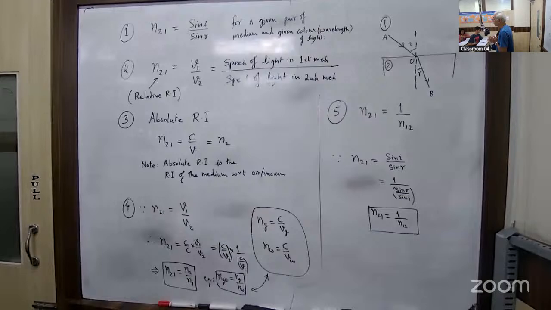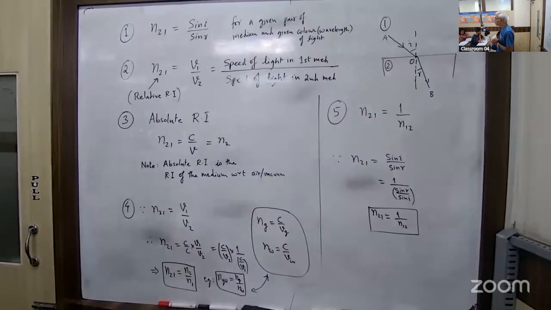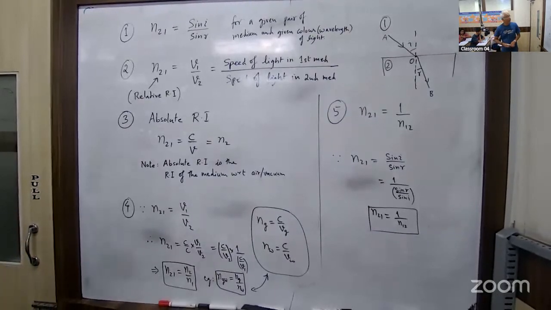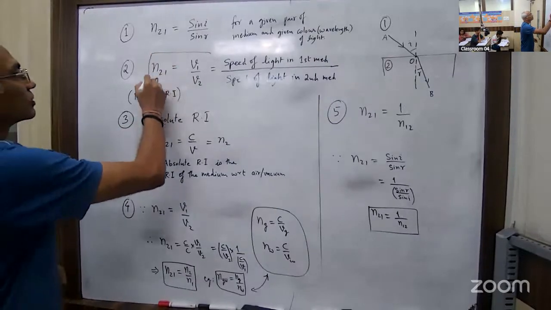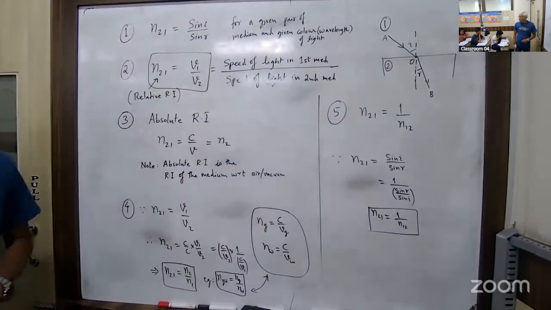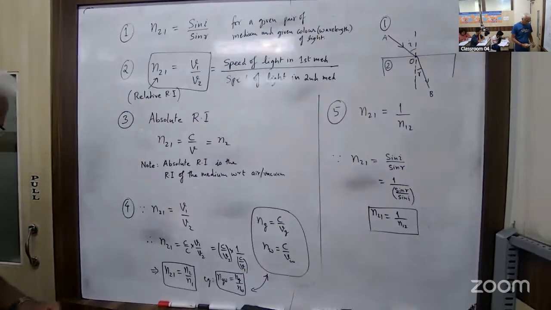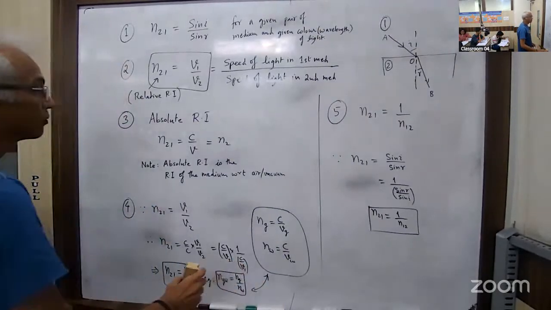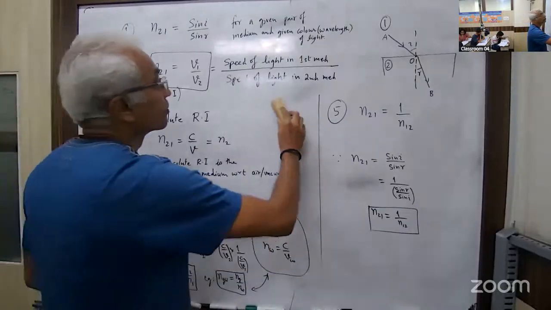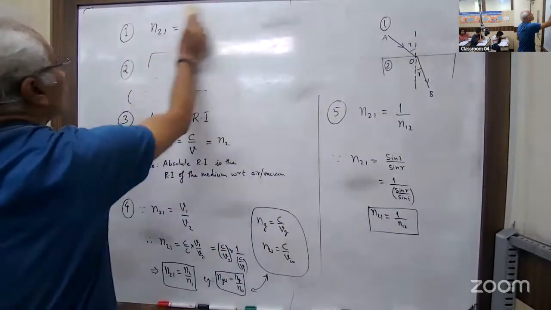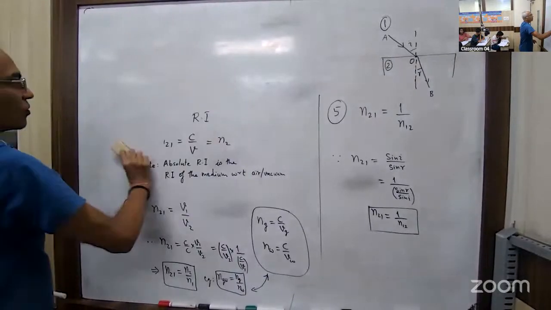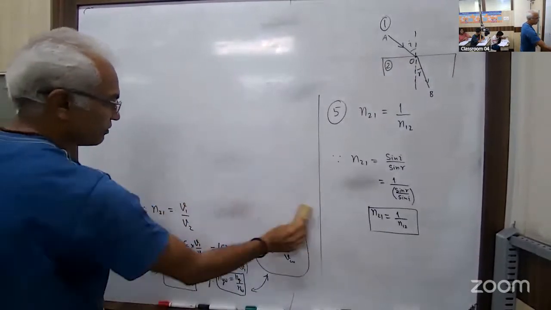Okay, so which formula? Second formula, correct, you have to use this. So what is given? Just solve it, 1.5 and... Everybody solve it for yourself and tell me the answer.